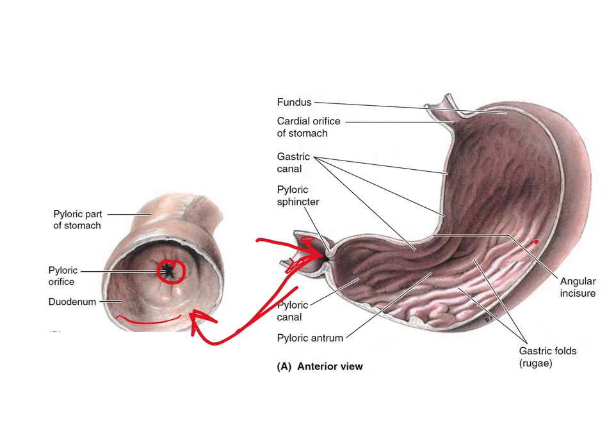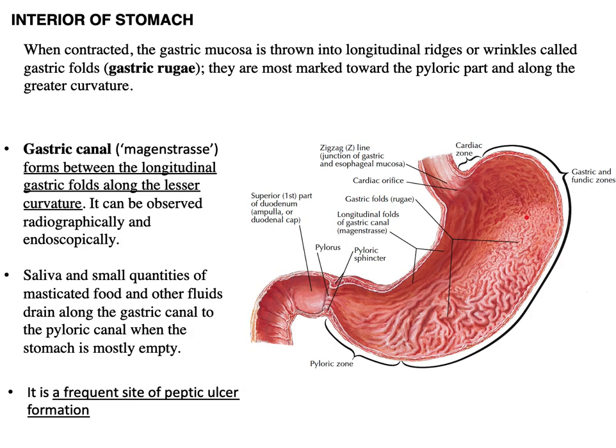Look at the interior of the gastric here. Look at the folding of the gastric mucosa here, right? So look at the stomach. Look at the mucosa of the stomach. It's formed like mucosal folds, like ridges. When the stomach is contracted, the mucosa here is thrown into longitudinal ridges.